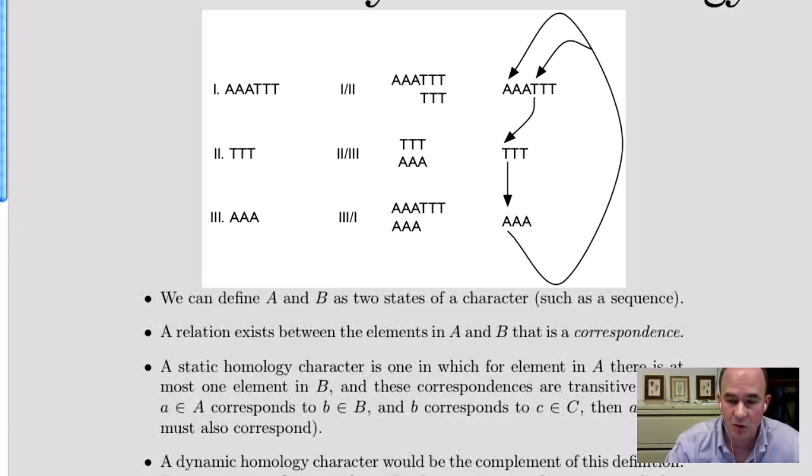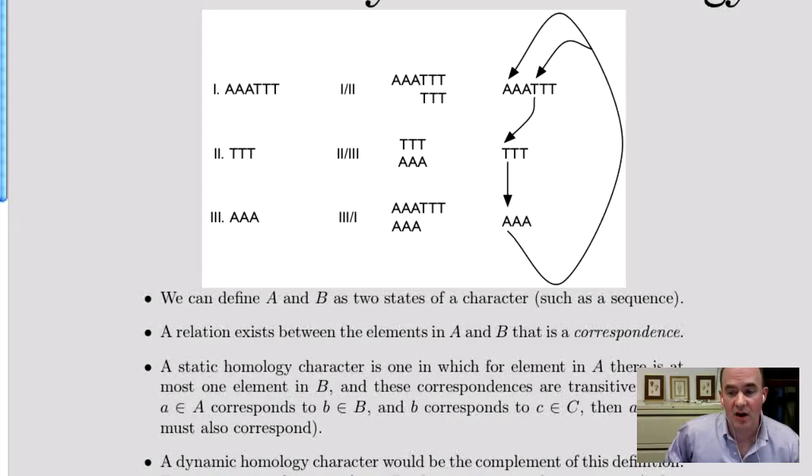Now this definition that we're talking about here that I've written down comes from the paper announcing POY that Andres and co-authors, myself included, authored, and the idea that there are different states in characters and that there are correspondences among these states. And in a static homology character, there is a one-to-one correspondence between these states in different creatures, and that one-to-one correspondence is transitive. So if A corresponds to B and B to C, then A also corresponds to C.